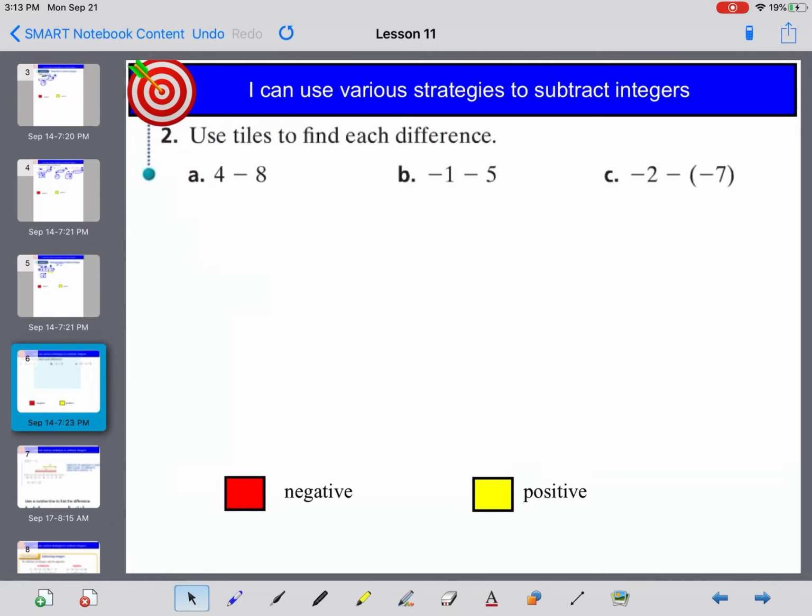Let's try that again with these 3. If you think you can do it independently, pause the video now. If you need to watch another example or two, go ahead and work the next couple with me.